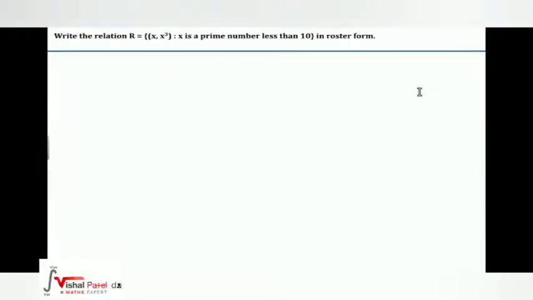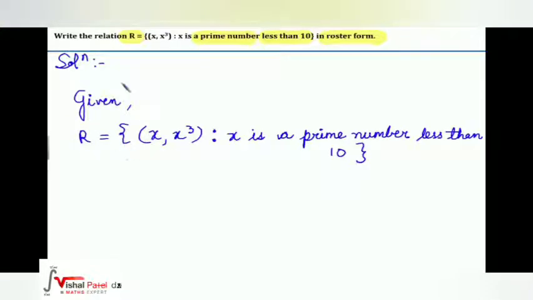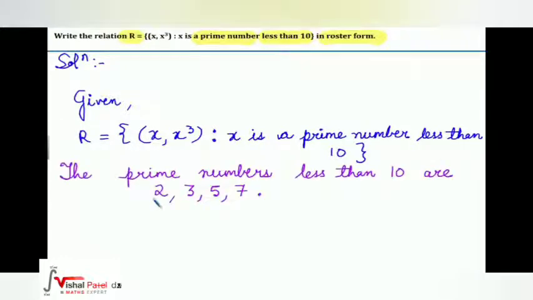Now move on to question number 7. Write the relation R is equal to (x, y) where y is equal to x cube, x is a prime number less than 10. Write it only in roster form. So in this given (x, y) where y is equal to x cube, x is a prime number less than 10. We all know the prime numbers less than 10 are 2, 3, 5 and 7.